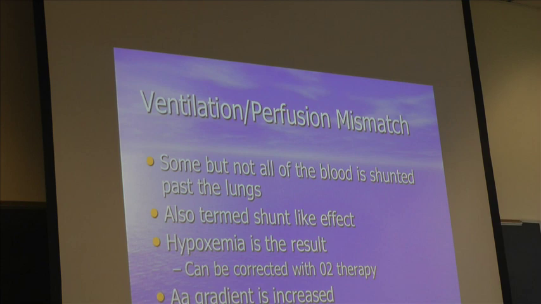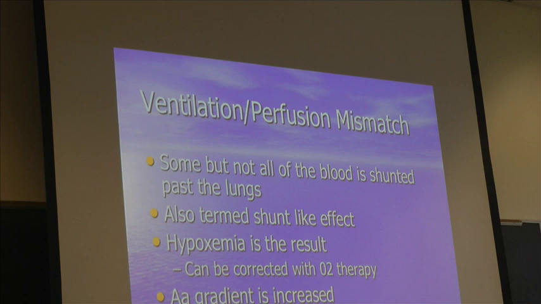With ventilation perfusion mismatch, some but not all of the blood is shunted past the lungs. So there's stuff going on in some alveoli, but not all the alveoli. So that's ventilation perfusion mismatch. I think the textbook refers to it as a shunt-like effect.